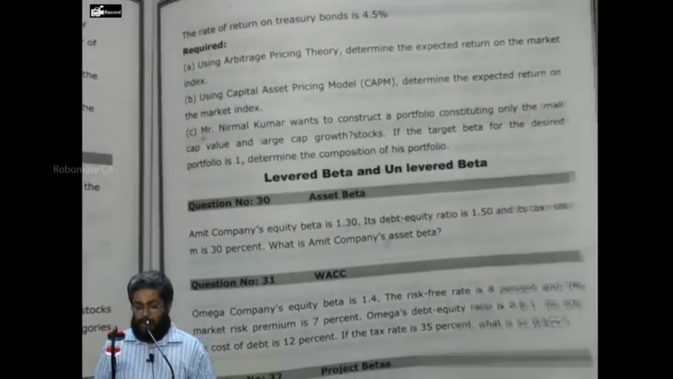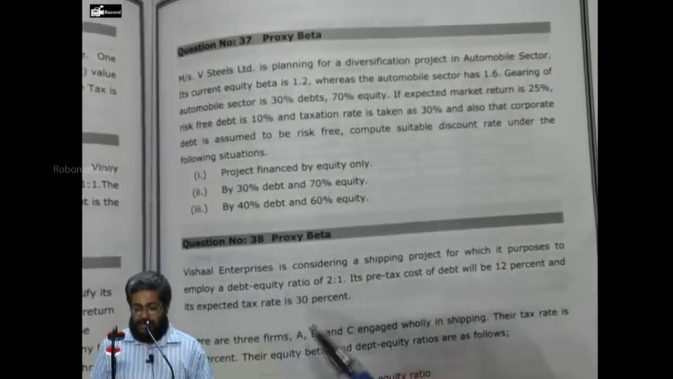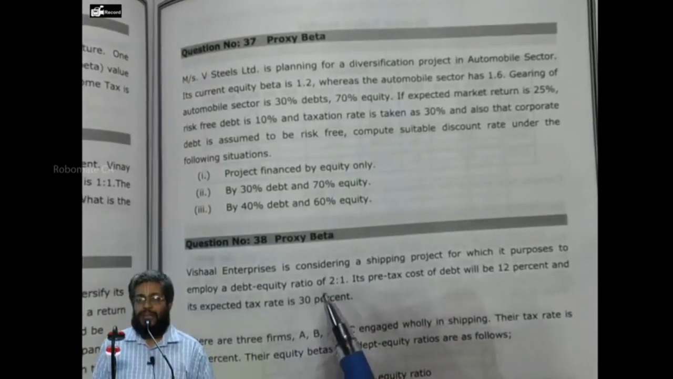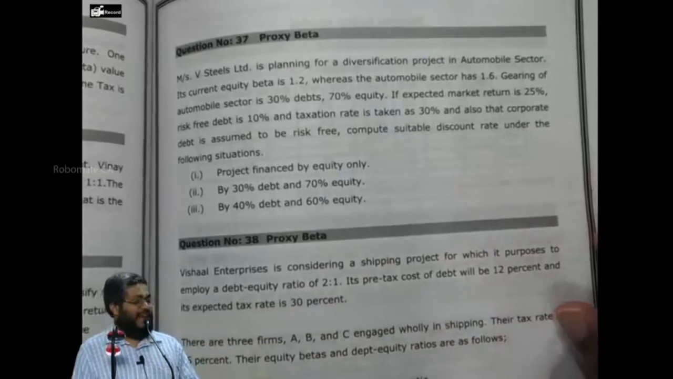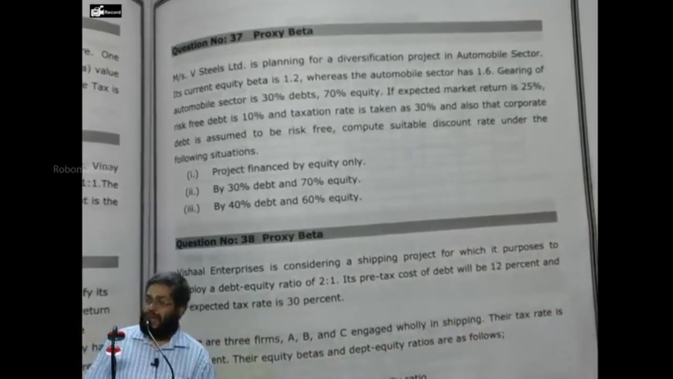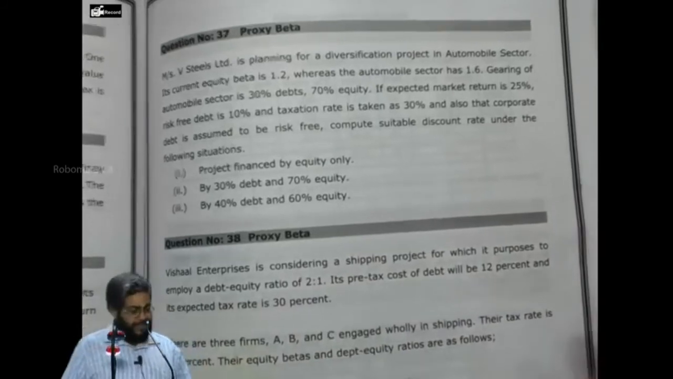Then we completed from question number 30 to 38. In this one sum, question number 38 alone is given as homework. These are all the areas we have completed in this chapter till now. Can I proceed or not?